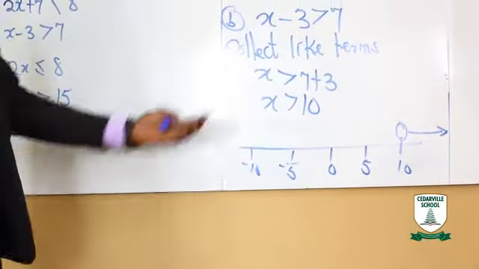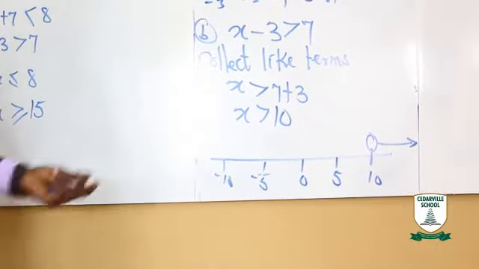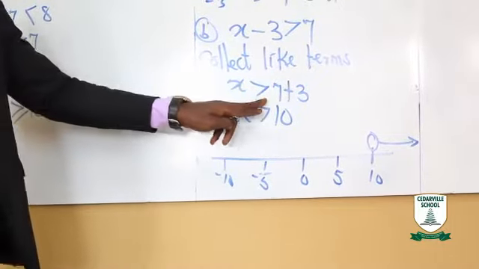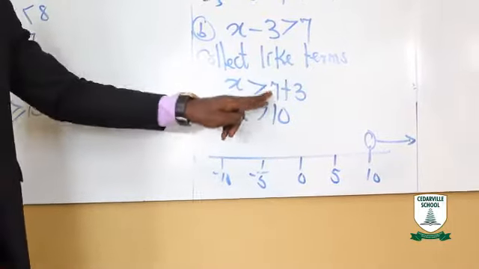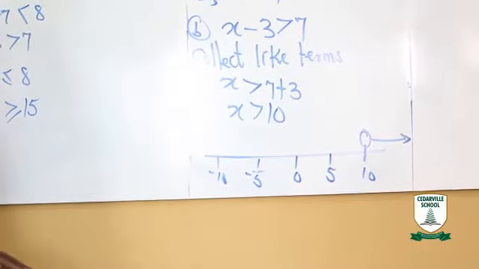Let's go over it again. X minus 3 greater than 7. You collect like terms. Minus 3 crosses to become plus 3. So we have x greater than 7 plus 3. Then 7 plus 3 is 10. X greater than 10. That's the solution.